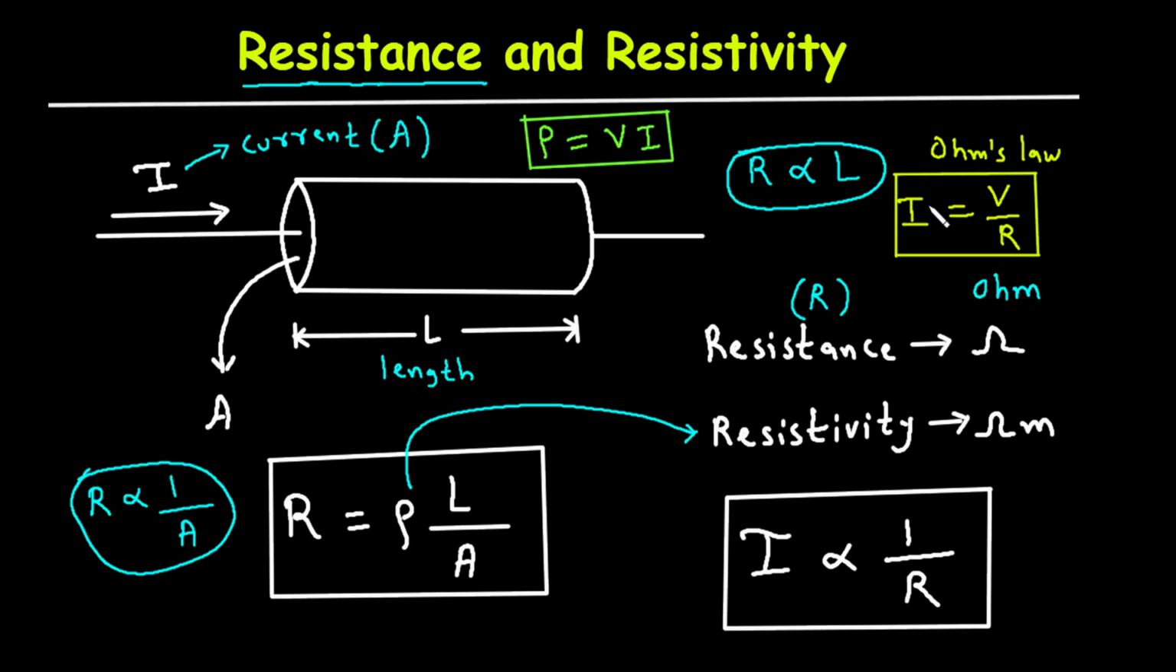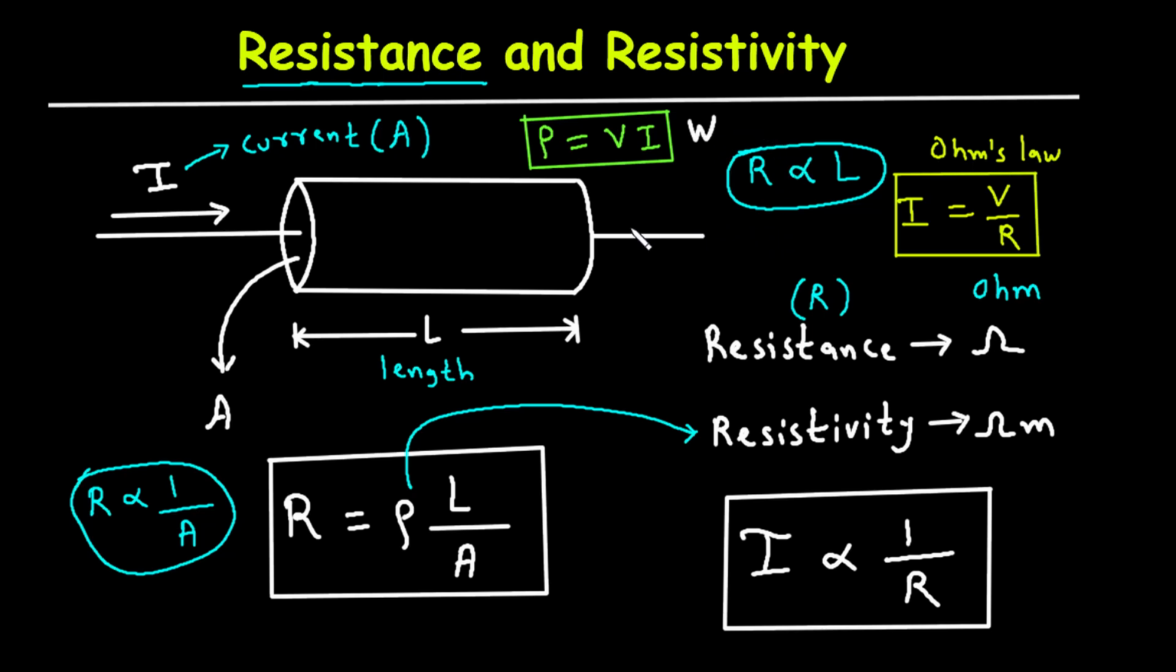Power. Power, denoted as P, is the rate at which electrical energy is transferred by an electric circuit. It is given by the product of voltage V and current I. The formula is P equals V times I. Power is measured in watts. This tells us how much energy is being used or produced by an electrical device.